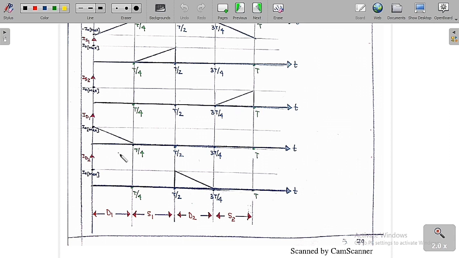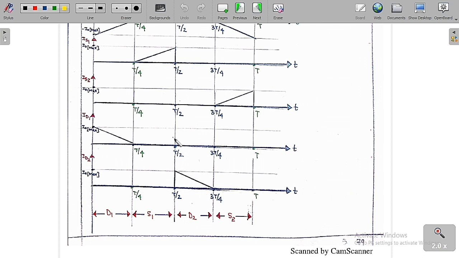Whereas diode D1 is conducting only from 0 to T by 4. Whenever diode D1 is conducting, the current in the diode is the negative of the output current. From the circuit diagram, the negative of the output current looks like this. This is the diode D1 current, and in the remaining regions diode D1 is absent, so the current is equal to 0 in that range. Whereas diode D2 is conducting only from T by 2 to 3T by 4. Only in this range is diode D2 conducting. If diode D2 is conducting, the output current is equal to the current in the diode, so it is going to follow the output current. This is the output current nature.